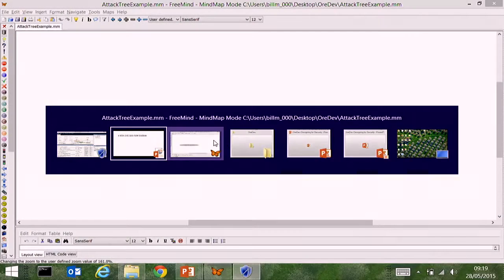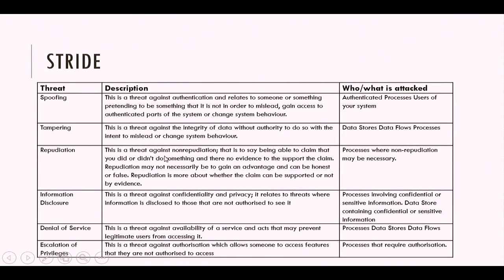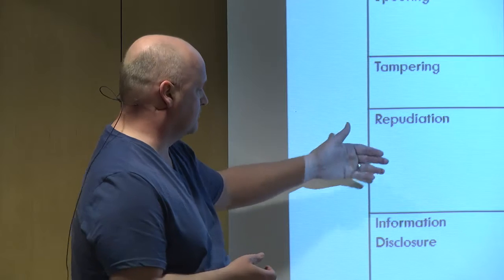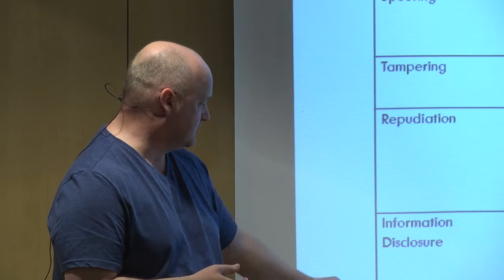And these are ways of thinking about security between different interactions. So they have this acronym called STRIDE, which is spoofing, tampering, repudiation, information disclosure, denial of service, and escalation of privilege. So it's a nice, easy mnemonic to try and remember when you're doing these things.